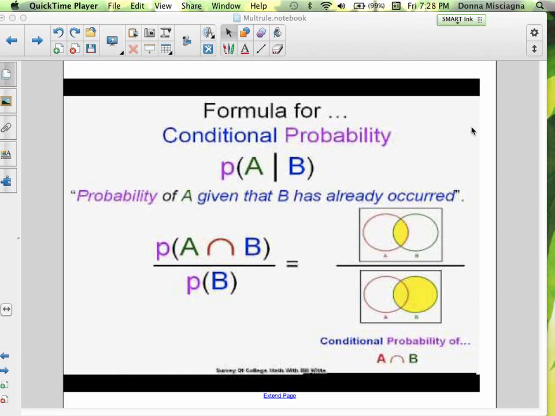Welcome back. Okay, so we're going to look at conditional probability. We're going to look at Venn diagrams and a final review. And if it's not too long for me to do those three things, I'll do them all in one podcast. So just a reminder of the conditional probability formula.